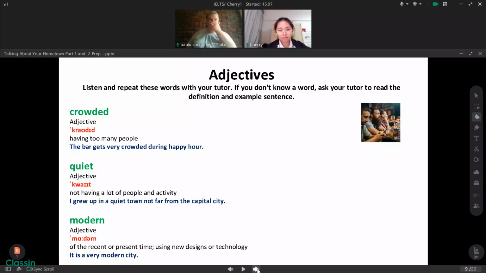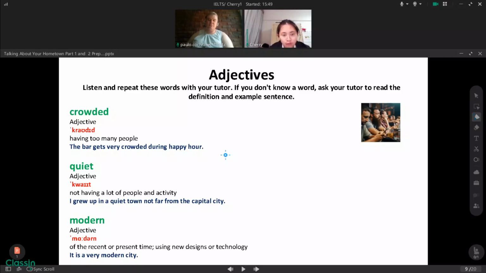So now we're going to study the adjectives that describe cities and towns. All right, will you please read the word, its meaning, and its example? All right, go ahead, Cherry. Crowded. Having too many people. The bar gets very crowded during happy hour. Quiet. Not having a lot of people and activity. I grew up in a quiet town not far from the capital city.